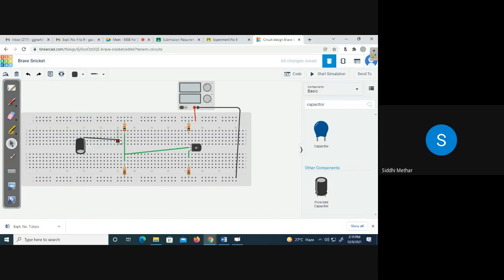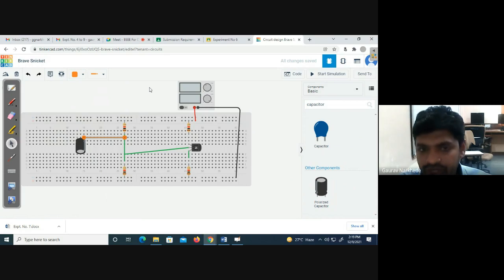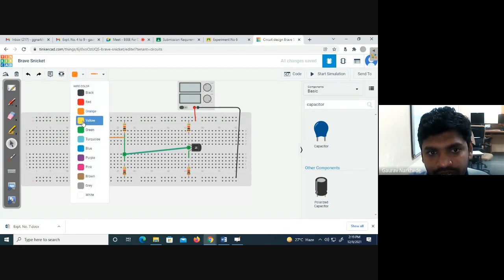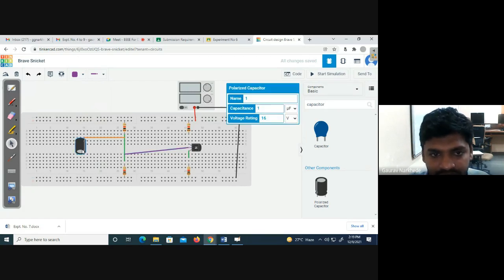So from here I'm giving the input here. Any problem in this? No, sir. I'm just using different colors to show you the connections, to highlight the connections. Otherwise this is not a good practice, but I'm using it intentionally because I want to show you the connections.